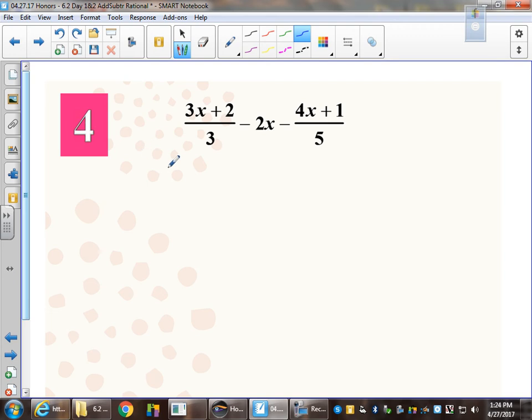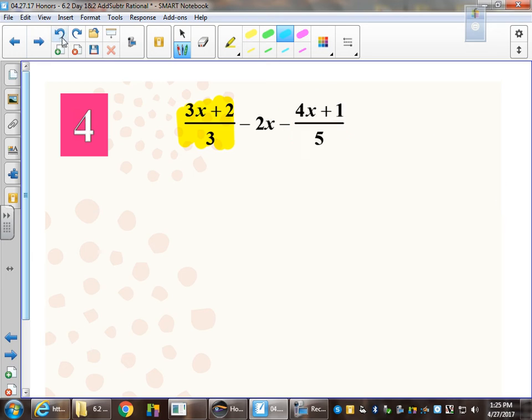Number 4, 3x plus 2 divided by 3 minus 2x minus 4x plus 1 divided by 5. So even though it kind of looks a little funky, I'm going to use highlighters for a second. You don't highlight what I'm about to highlight. But I first want you to realize that we've got 1, 2, 3 distinct rational expressions, or 3 distinct fractions here that we're going to work with.